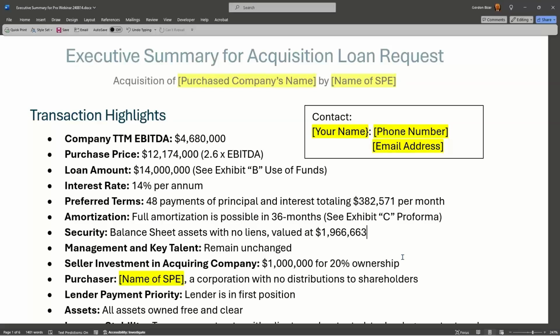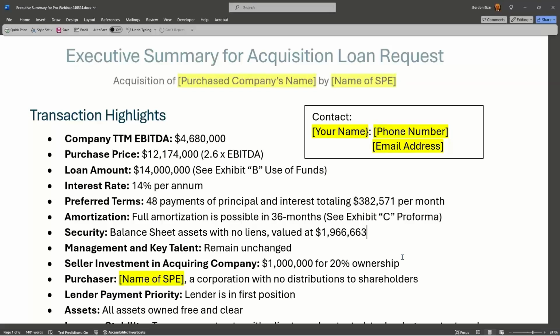The next item here that we cover so that they understand what's involved is security. And we attach a balance sheet to this, which you'll see when we get to the other exhibits. Balance sheet assets with no liens valued at $1,966,663. So the assets of the company are almost $2 million, and they have no liens against that. Lenders love to see this, because what it does mean is that whatever collateral value there is to them, they don't have to worry about anybody else in front of them that gets paid before they do.